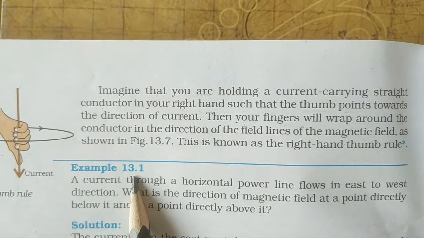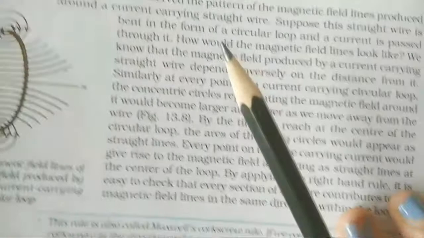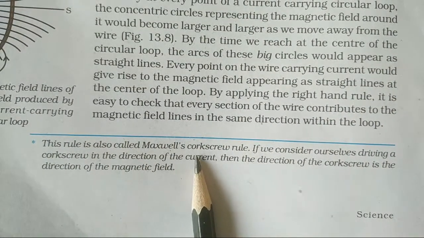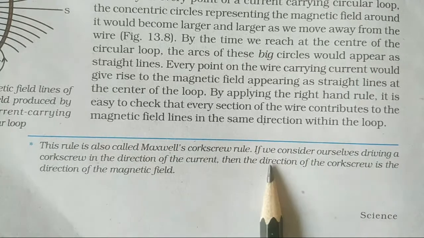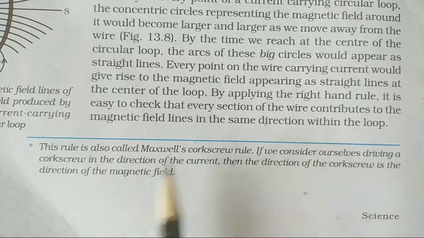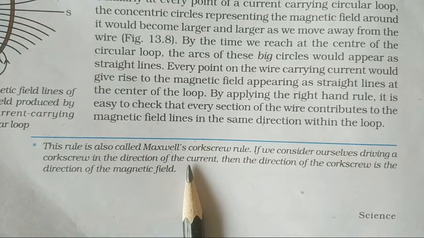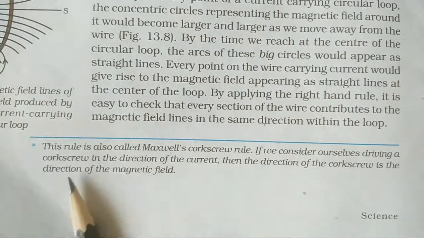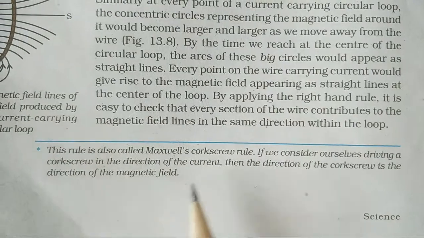This rule is also called the Maxwell corkscrew rule. If we consider ourselves driving a corkscrew in the direction of current, then the direction of rotation of the corkscrew is the direction of the magnetic field.